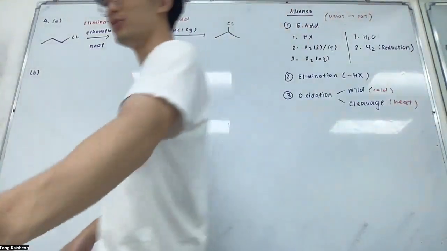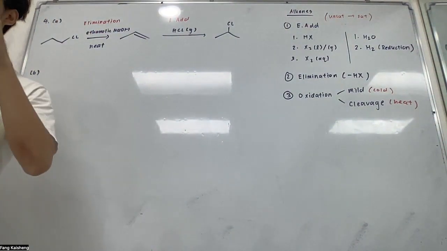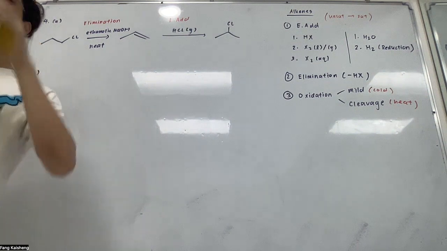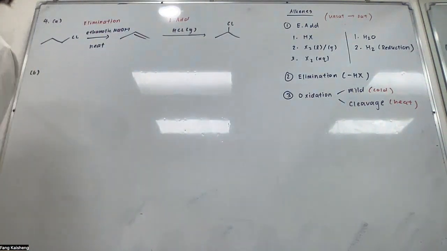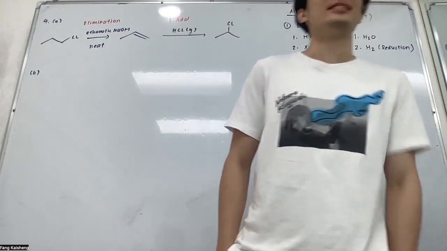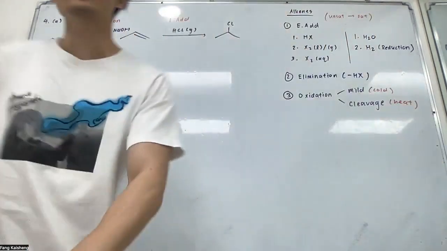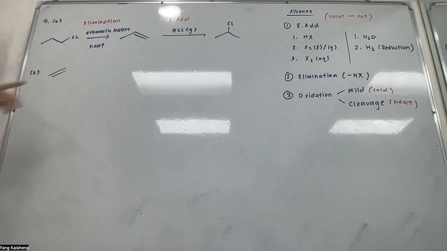Again, two carbons, two carbons. Just an E. Does it matter where you put the chlorine? Ethene is okay. It doesn't matter where you put the chlorine. Two carbons, it doesn't matter where you put the chlorine.